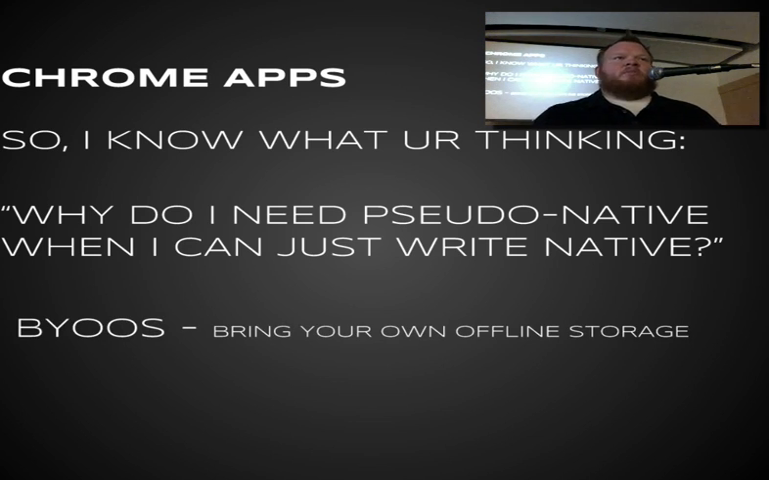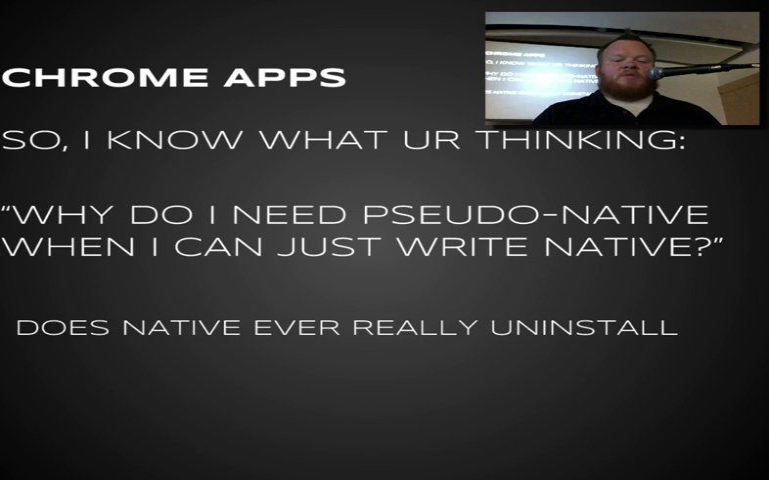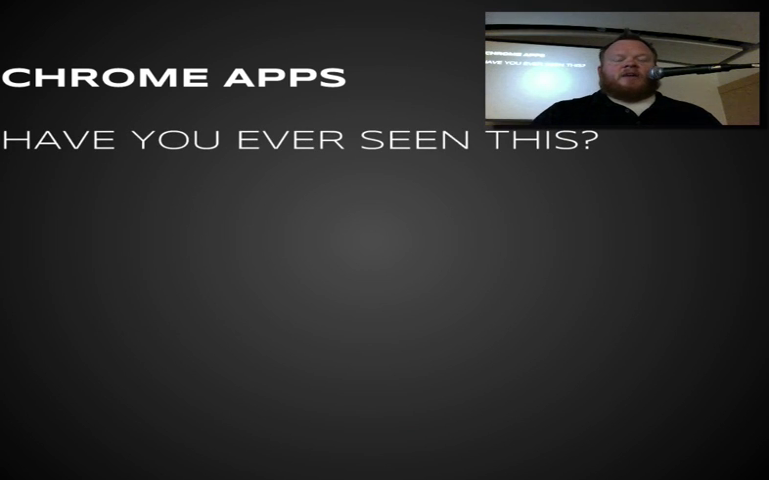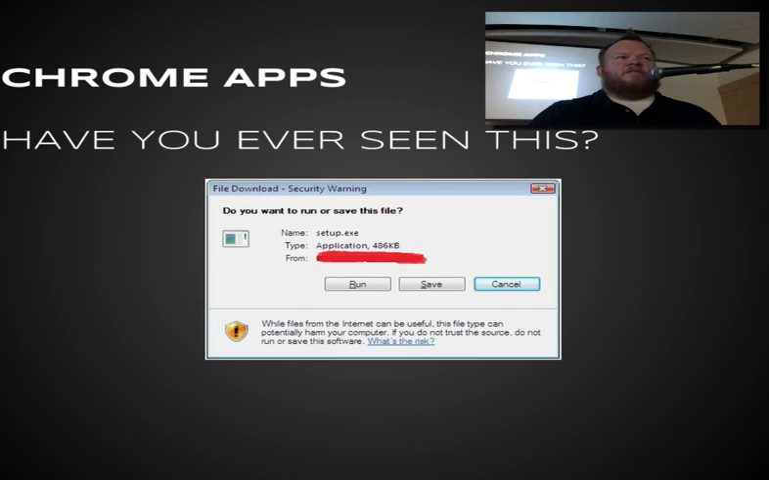with a native app, you need to bring your own offline storage, right? Like if you don't have the internet, you bring in your own, whereas Chrome kind of has all those APIs built in. And does native ever really uninstall all the way? Has anyone ever worked at Windows tech support? I did. So they never really fully uninstall all the way. It's kind of sucky. But Chrome apps do. You're restricted to only being able to put things in the folder that will uninstall when they remove your Chrome app. So anyway, have you guys ever seen this thing?